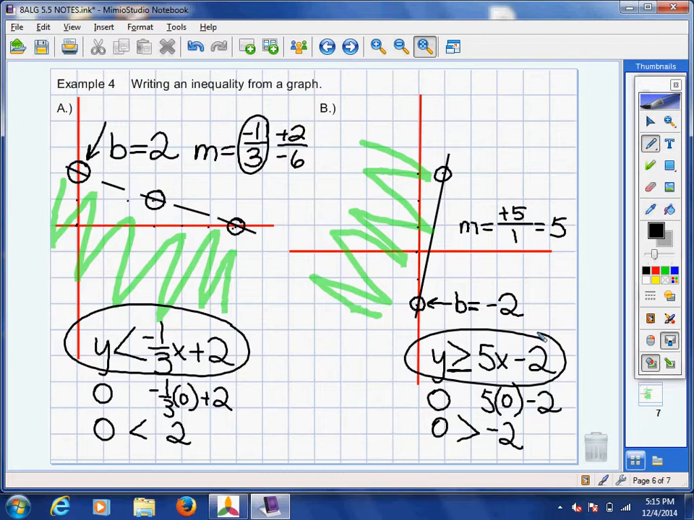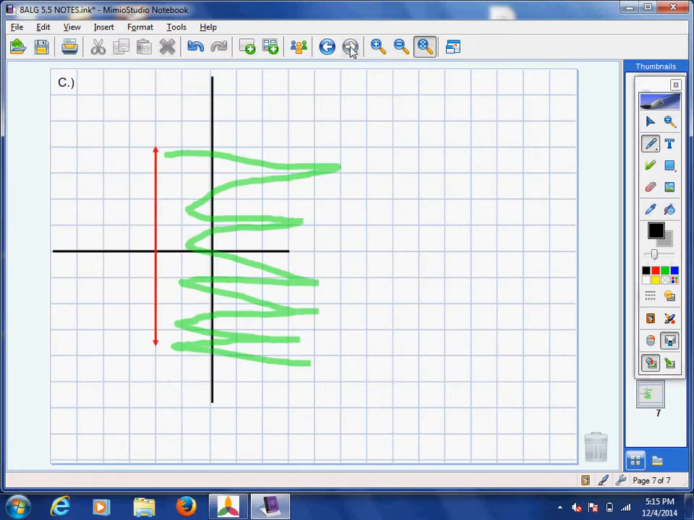Let's flip to the last one in our packet here. This is one of our special lines. It is special. You see a vertical line, I hope. Okay, remember vertical lines have no slope at all. Okay, so the slope is undefined. There's no way that I'm going to have a slope for this at all.